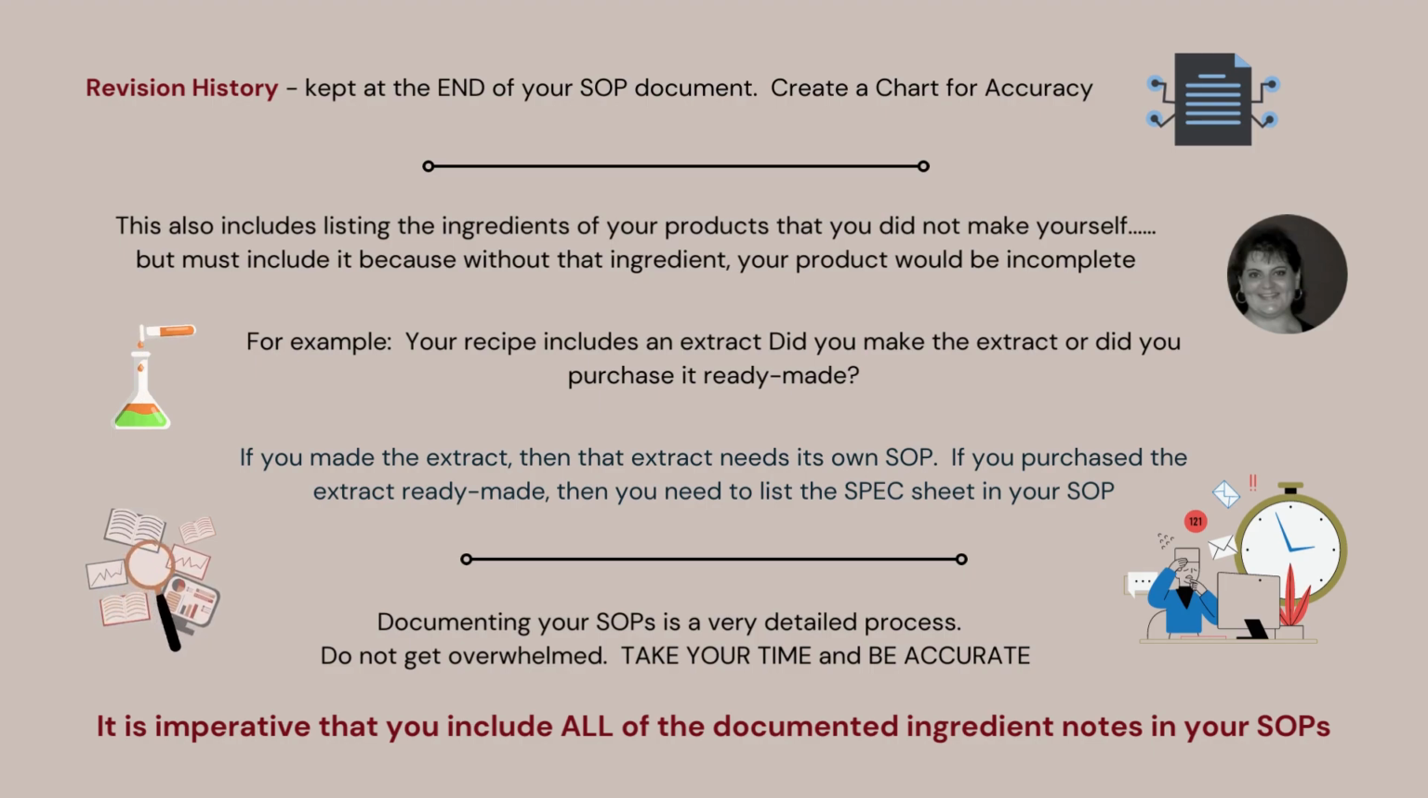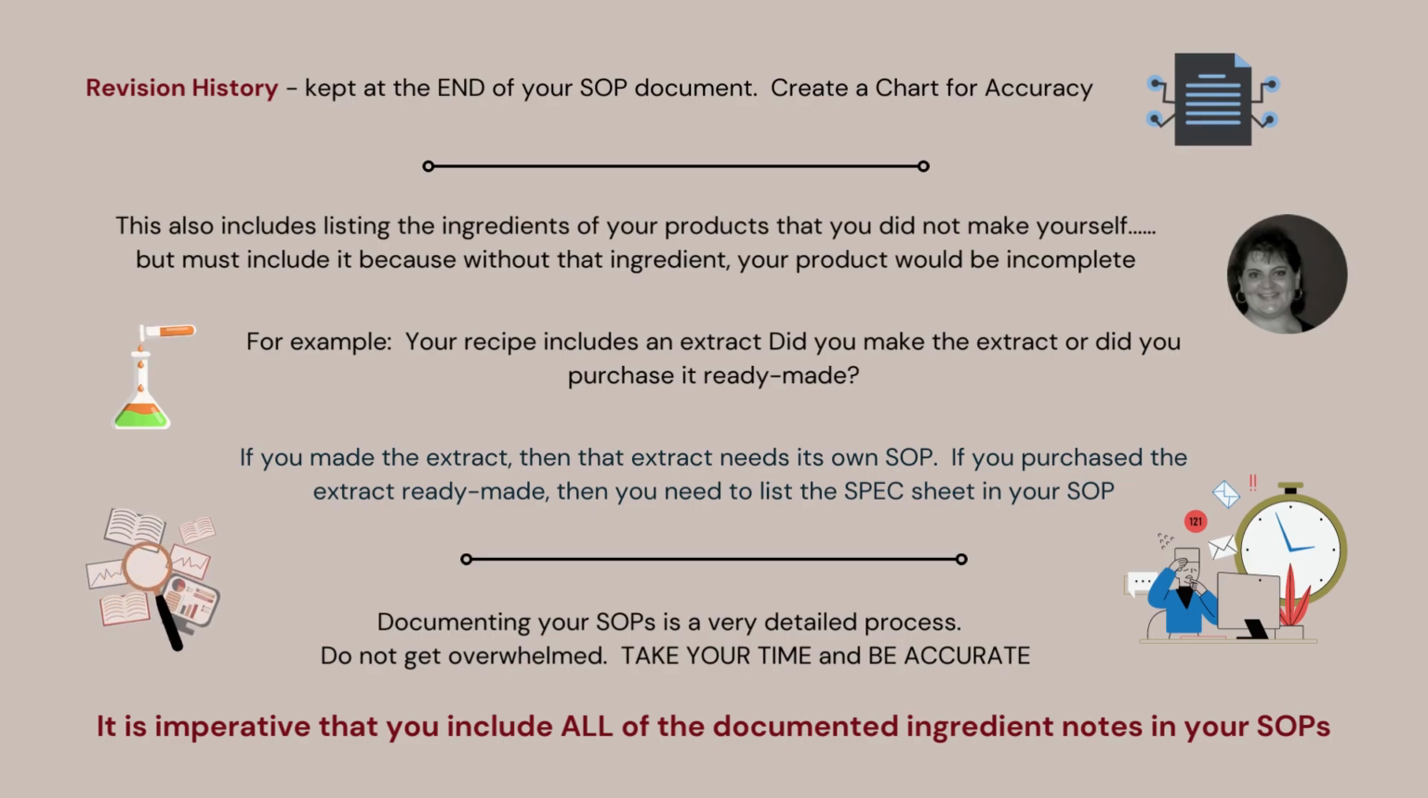So for example, your recipe calls for an extract. Did you make that extract or did you purchase it ready-made? If you made the extract, then the extract that you made needs its very own SOP. But if you purchase the extract ready-made, then you need to list the spec sheet into your SOP.